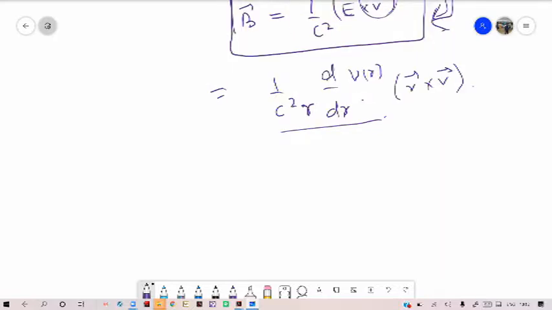Now the orbital angular momentum of the electron, because it has a motion, it is moving when we are treating it from the nucleus frame of reference, will be equal to m r cross v.